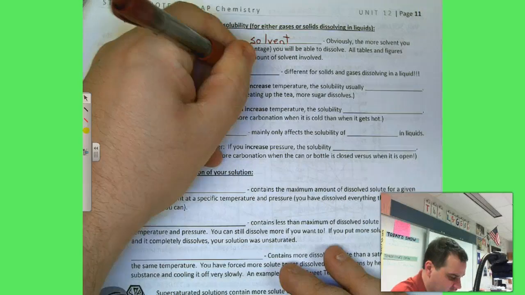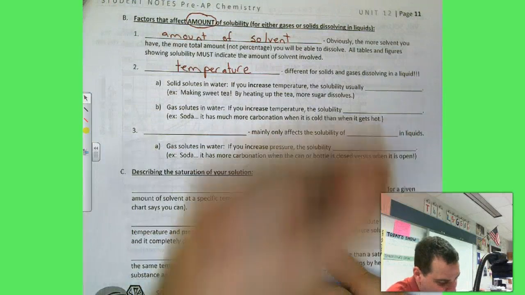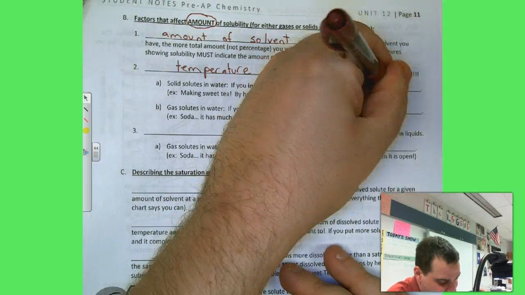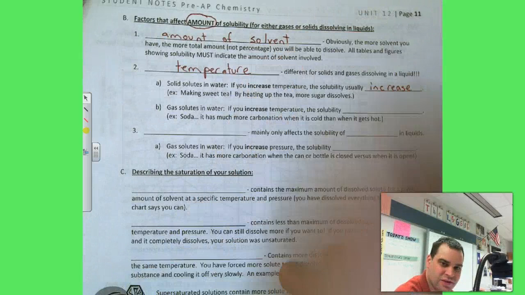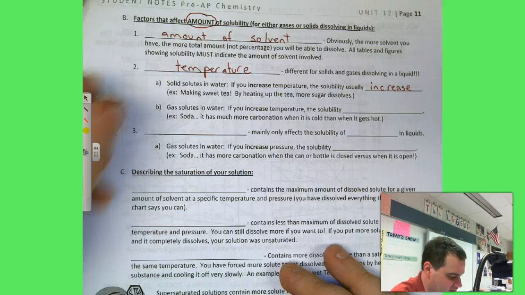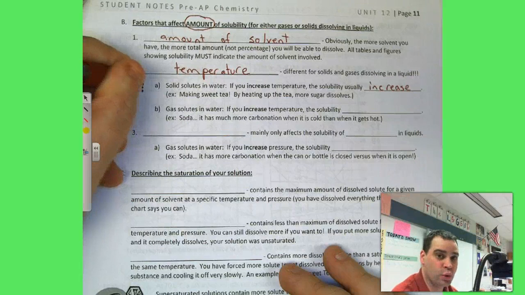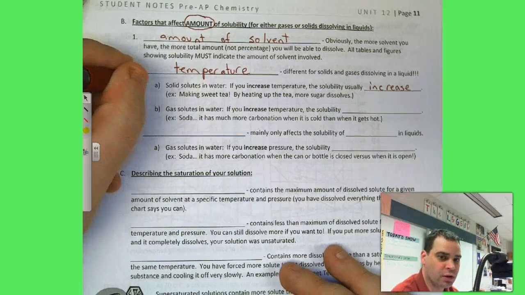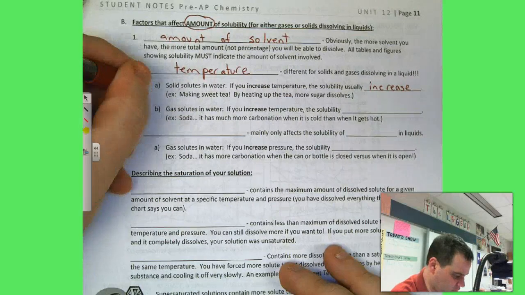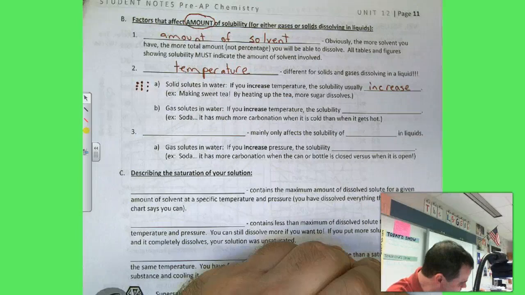which is different for solids and gases dissolving in a liquid. If you increase the temperature for a solid, you're getting the particles to move faster, so they're going to dissolve faster. Because remember, solids just wiggle, wiggle, wiggle. If you don't understand what I'm saying, as they wiggle. Okay.